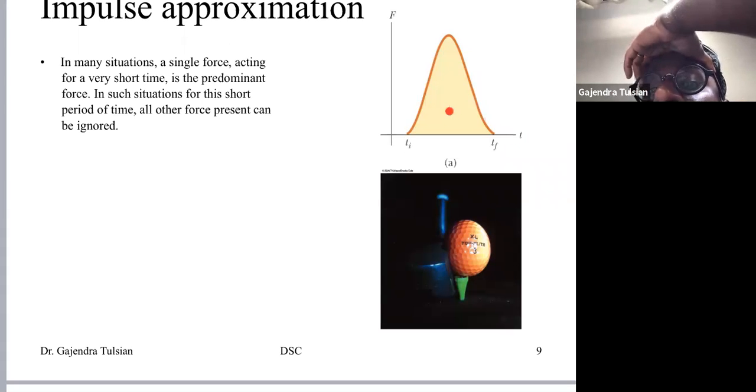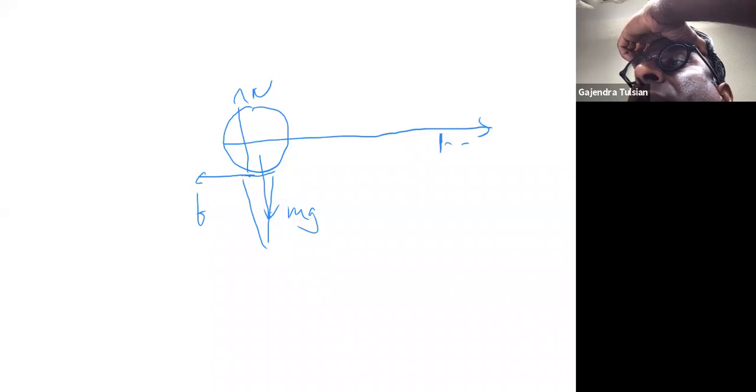Okay, now let me also draw a diagram here. So here is the ball sitting on the tee. Let's look at all the forces acting on it. Here's the force of gravity, and there's a friction force in that direction, and there's a normal force. The normal force is equal to the weight, and the force that the club exerts on the ball while it's in contact. And like I said, at peak, this force can be about 2,000 times mg, the weight of the ball.